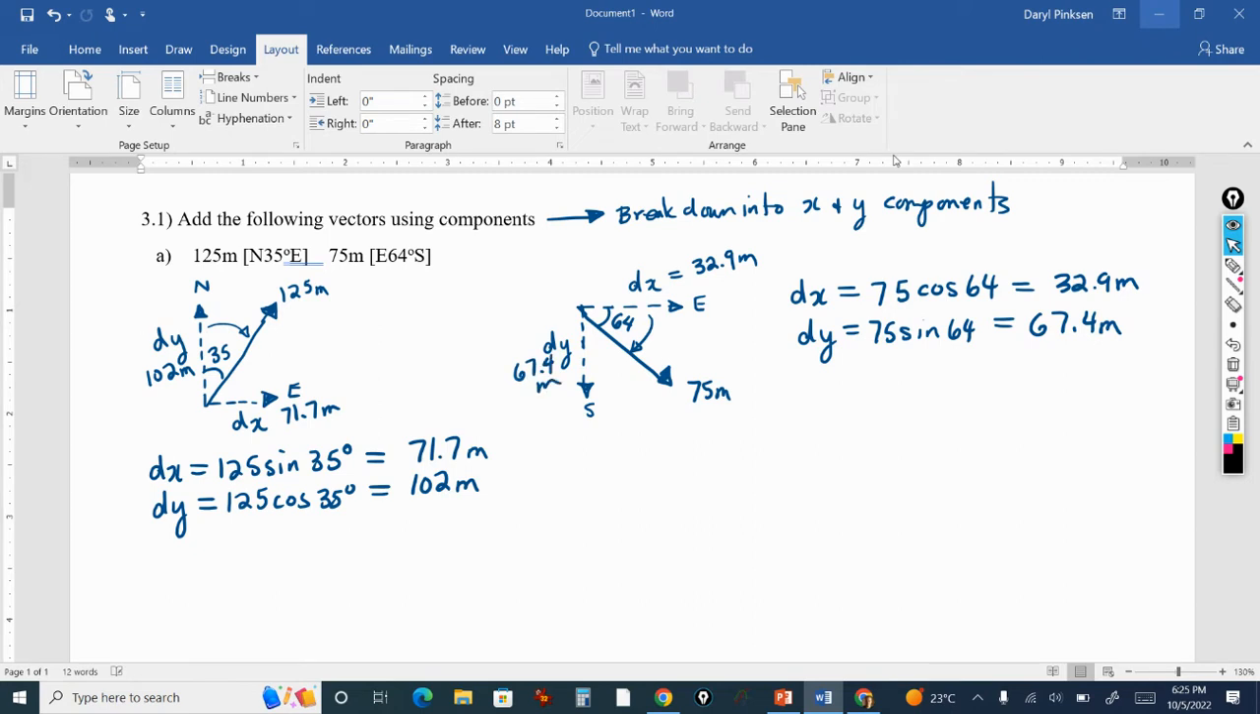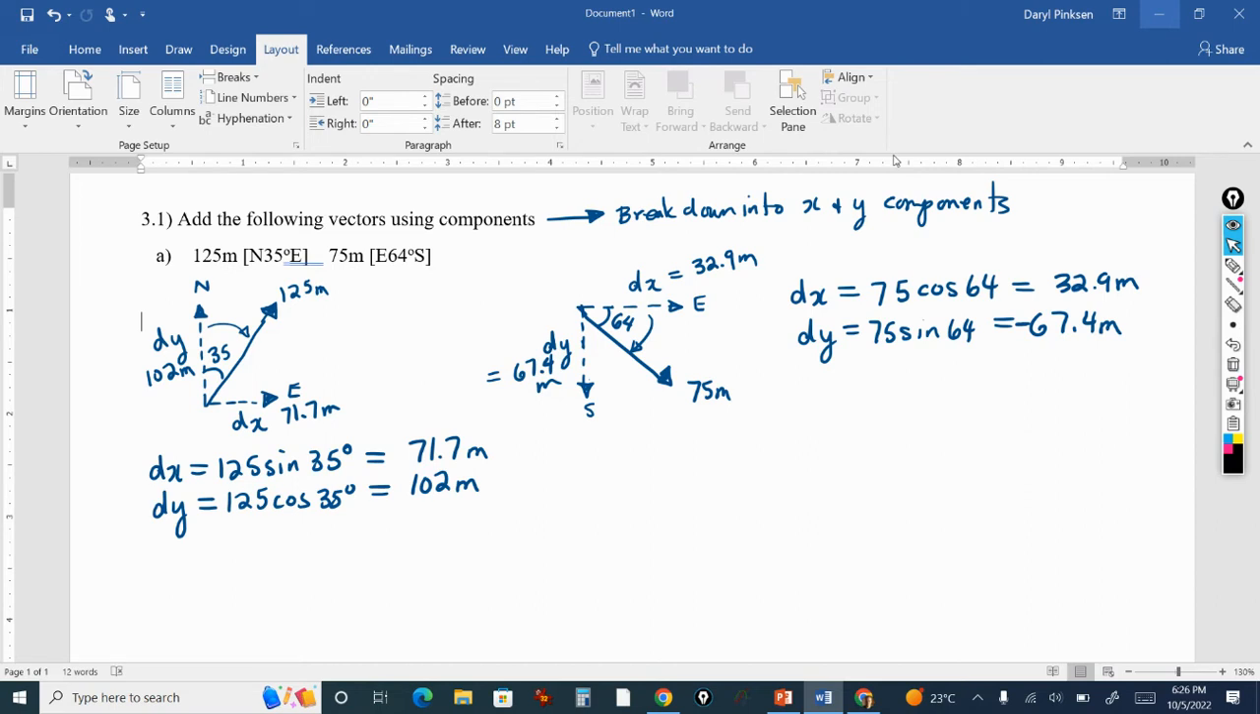And I don't really have this drawn to scale. That 64 should be like more down here. Unfortunately, I didn't draw it quite right. But these are the measurements that we get. And because this is going down, right, or to the south, I'm going to call this negative. So instead of writing down north and south, I'm going to have positive, negative, but the two east ones are both positive.